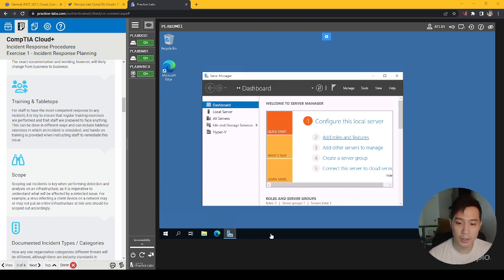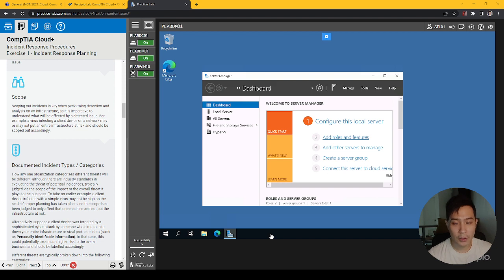Another one would be scope. Now, scoping out incidents is key when performing detection and analysis on an infrastructure, as it is imperative to understand what will be affected by a detected issue. For example, a virus infecting a client device on a network may or may not put an entire infrastructure at risk and should be scoped out accordingly.